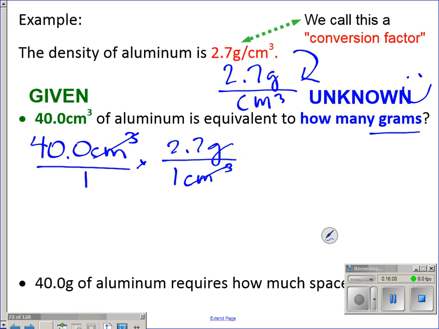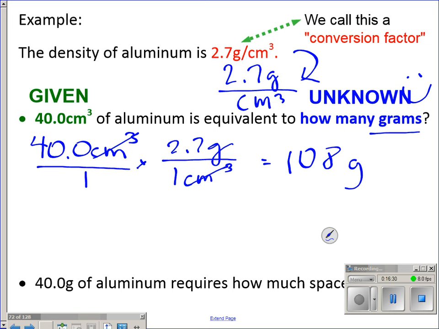So I need to pull up my calculator and do 40.0 times 2.7, since you multiply across and you divide if a number's on the bottom. Well, both of these numbers on the bottom are 1, so don't worry about dividing. What's 40.0 times 2.7? 108. And what were the units? Grams.